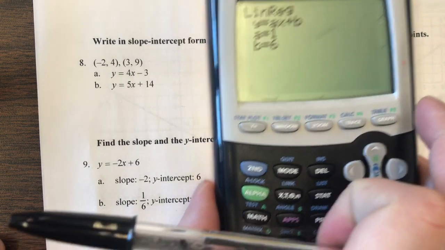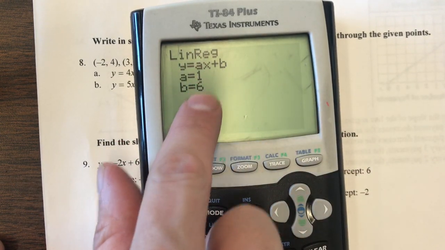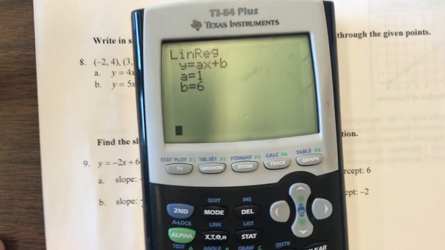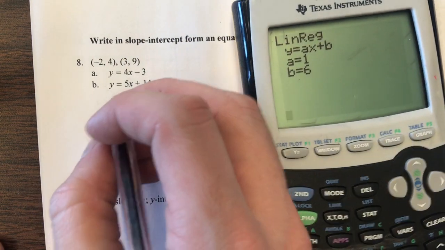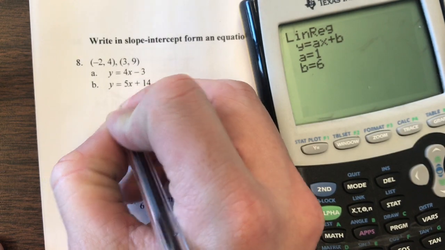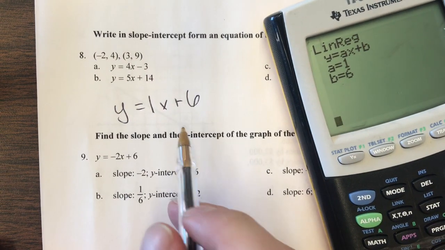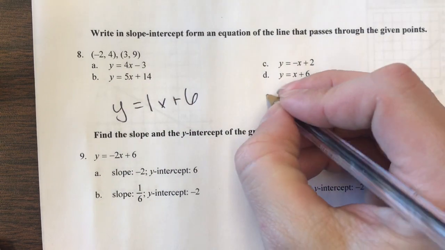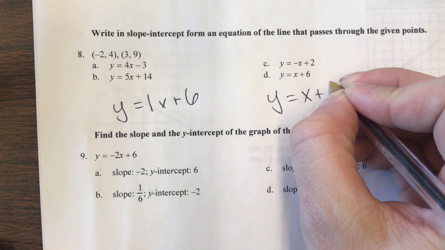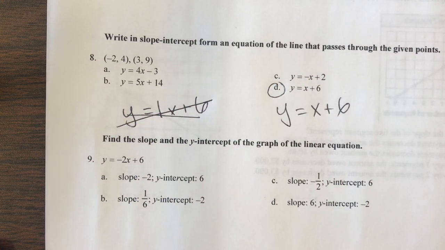And so this is the equation y equals ax plus b, where a is 1 and b is 6. Okay, so if y equals ax plus b, a is 1, b is 6, you're going to have y equals 1x plus 6. You don't need that 1 there, so y equals x plus 6.